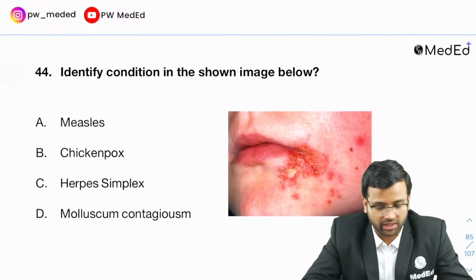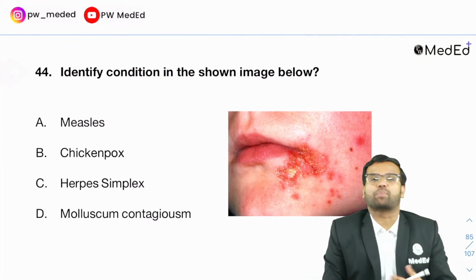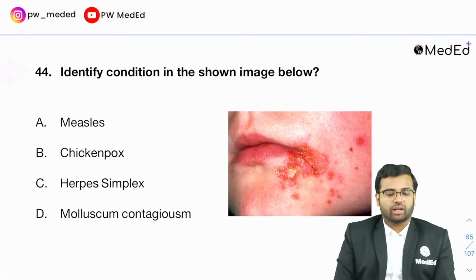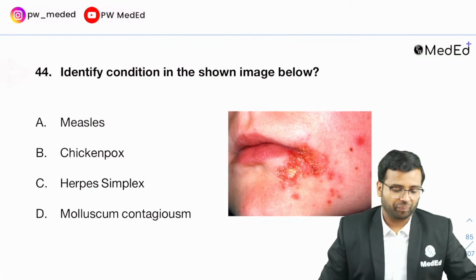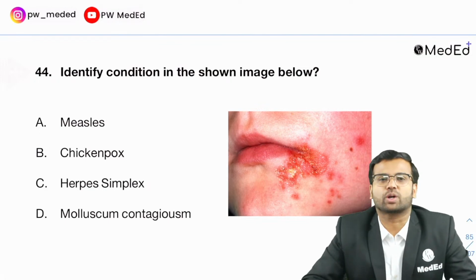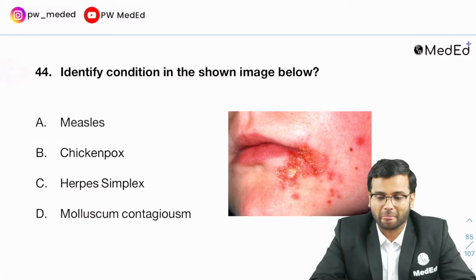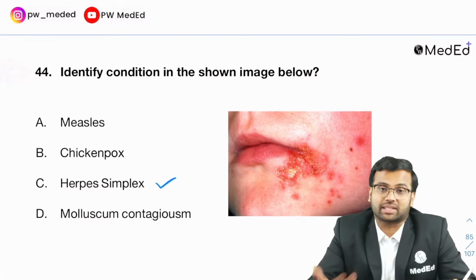Now let's see the next question. Now identify the condition shown below. Once again, it's a spot diagnosis. Now is it measles? Is it chicken pox? Is it herpes simplex or molluscum contagiosum? Molluscum contagiosum, we have seen a few slides ago. Now, how about the other three? Chicken pox also, I think we have discussed yesterday. Now, it is between measles and herpes simplex. What is the answer? So this is going to be herpes simplex is more likely.